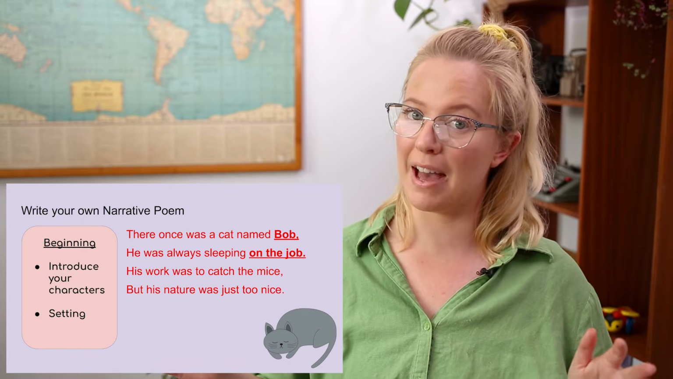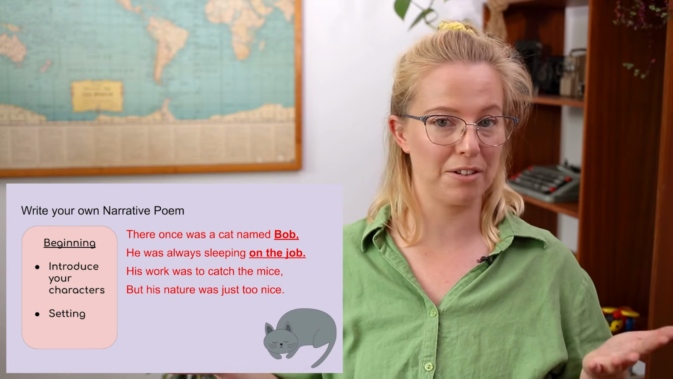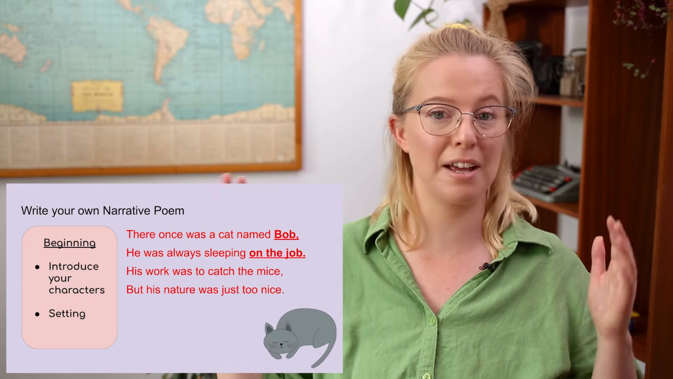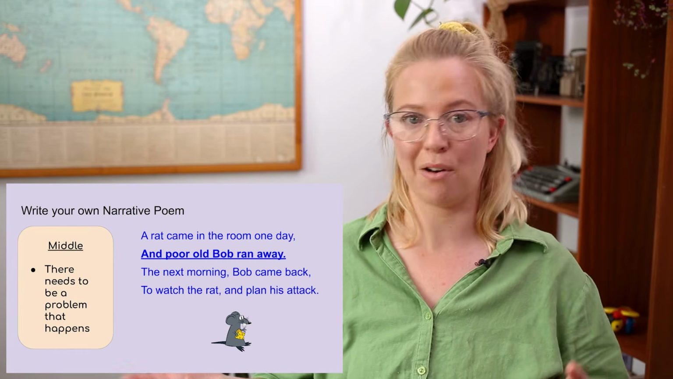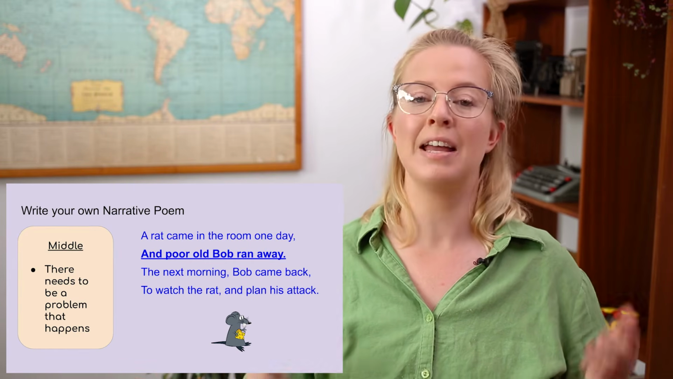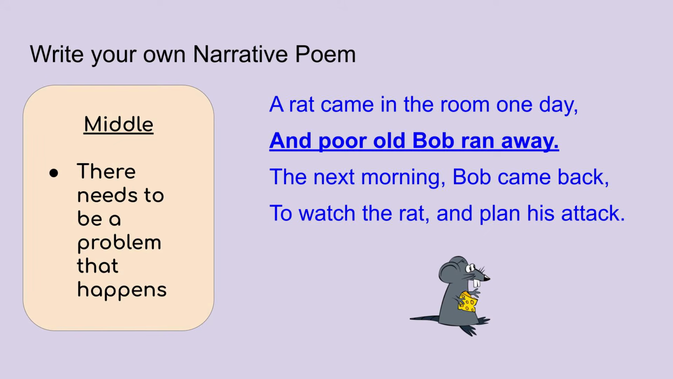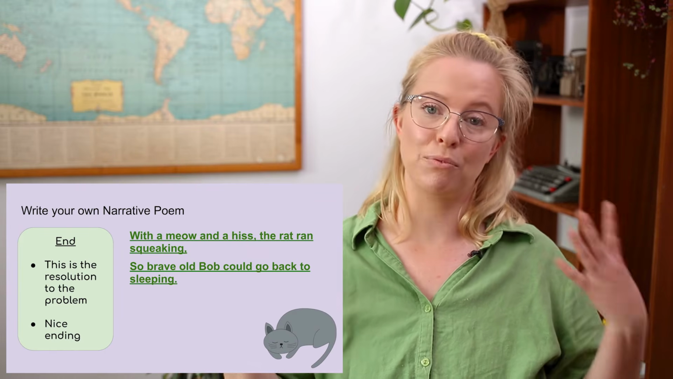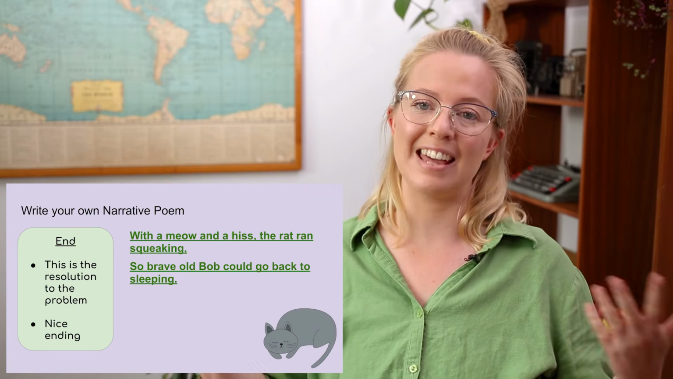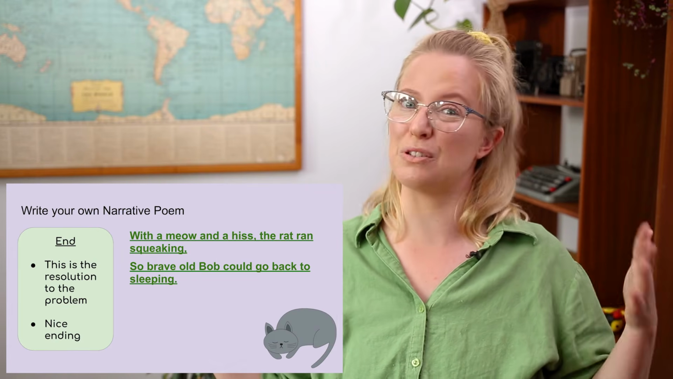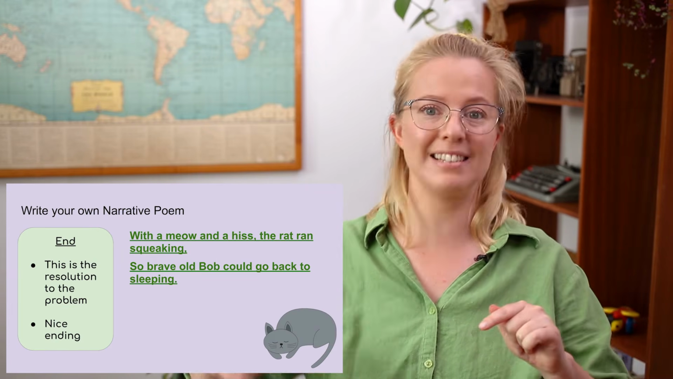Alright, in the beginning part of my narrative poem, I introduce the character Bob the cat, and I introduce the setting that is the workplace. In the middle part of my narrative poem, this is when I had my problem. And the problem was that the rat came in and poor old Bob ran away. In the end, this is when I had my resolution to the problem. And this is when Bob was brave and he came back and he made the rat run away. And then the nice ending is that Bob just goes back to sleep, which kind of ties into the beginning of my poem.